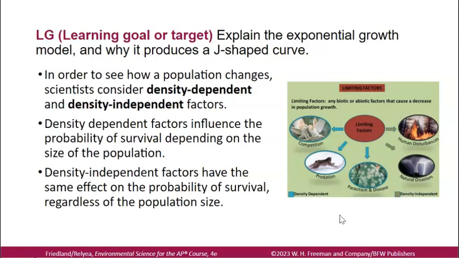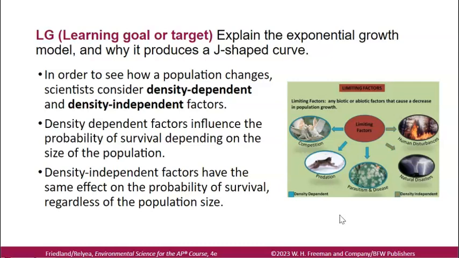So for example, if there's a high population, there's more predation that comes in, there's more diseases that come in, there's less water, less shelter, less habitat, there's competition for mates, less food. All of those are density dependent. They can limit population size because there's a lot of the population.